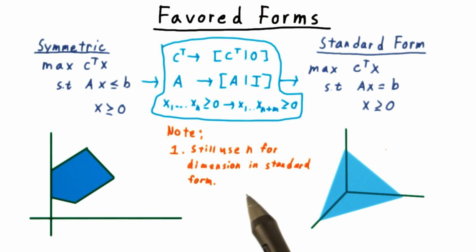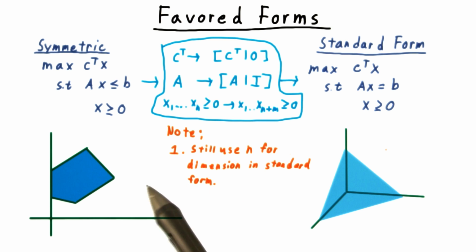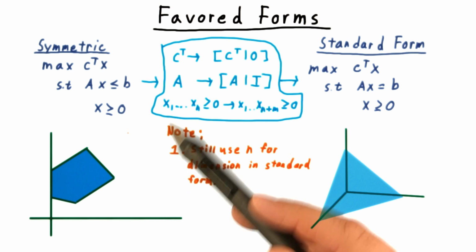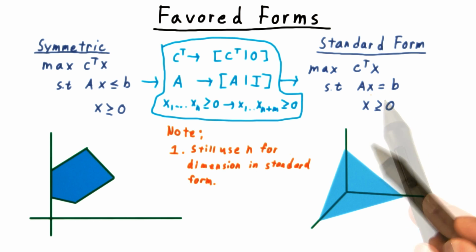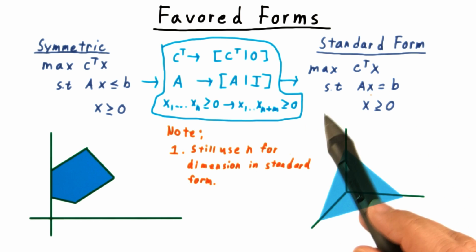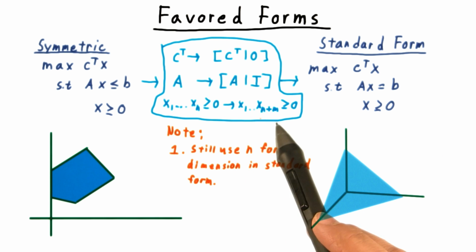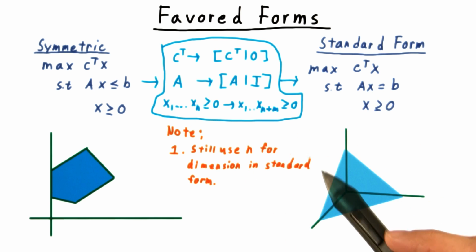Now so far, I've kept on using the number of variables n and the number of constraints m from the symmetric form, even as we talk about the standard form. In general, however, when discussing the standard form, we redefine n to be the old n plus m. So don't get confused about that.